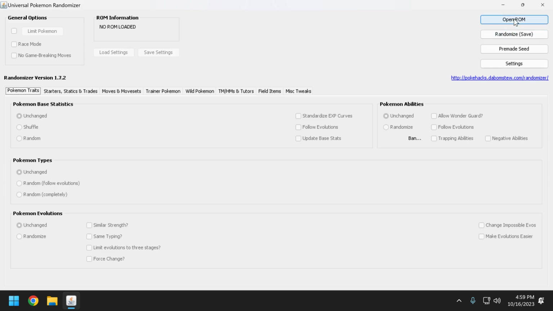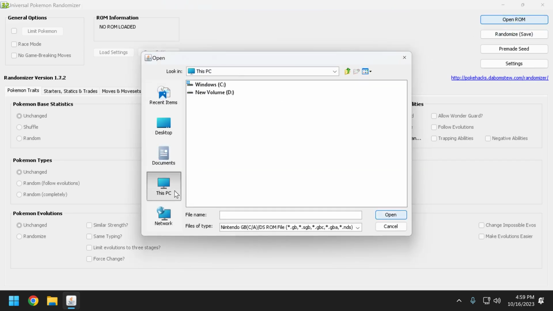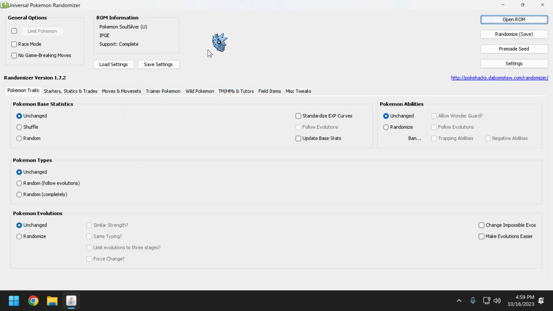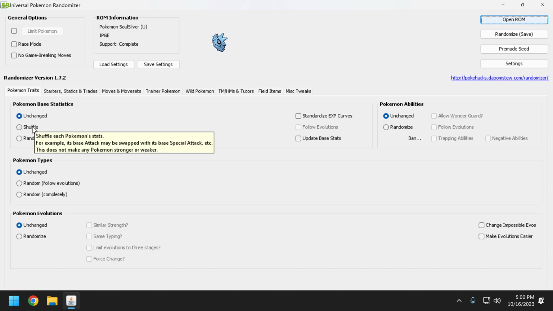So the first thing you're going to do is open the ROM of the game that you actually want, and it will recognize the game. So like I will go and do Soul Silver. Boom. As long as you see a Pokemon up here, it's recognized. Everything here is pretty much the changes that you want to make. And when you mouse over any of these changes, it will give you a fairly decent description of what to expect and what these changes are.